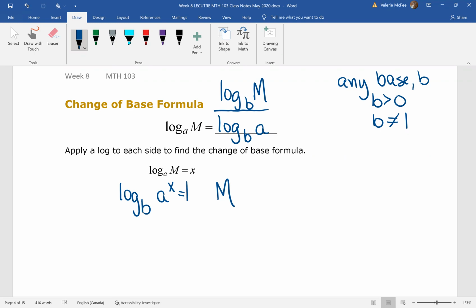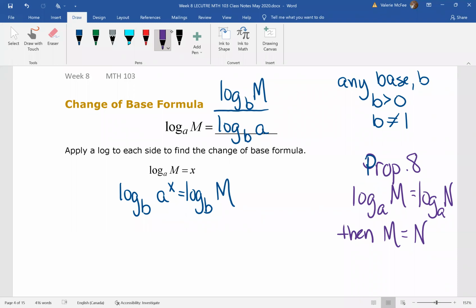Remember that last property we looked at? Property 8 said if we were given log base a of m equal to log base a of n, we could ignore the logarithms and say m equals n. Well, we started with m equals n, and we applied a log to both sides. So we're using this property in reverse. Now we also have a property that says we can write this power as a factor. So we can write this as x times log base b of a.